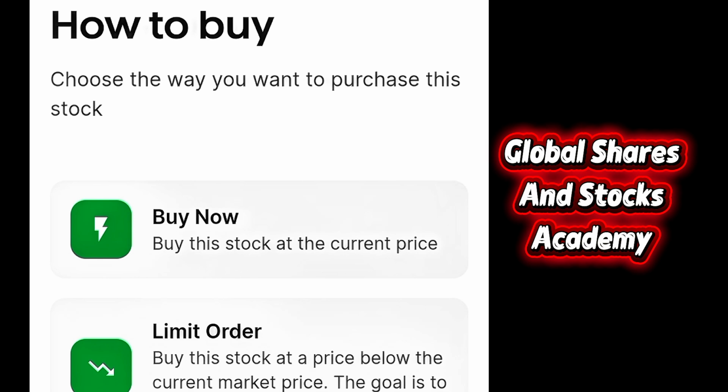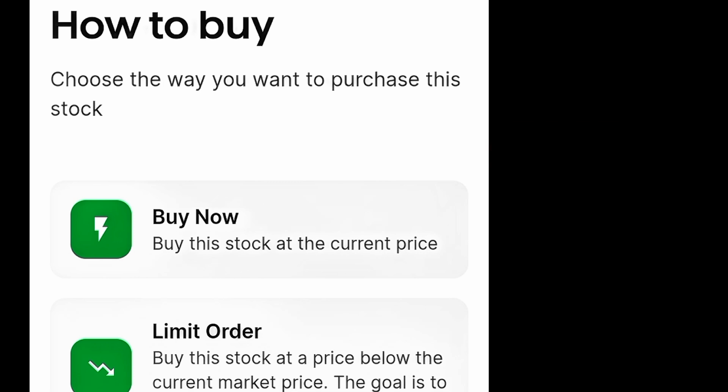So I will be using buy now. This buy now means I want to buy at the current price that this stock is selling, which is 99 naira, almost 100 naira. Buy this stock at the current price. That is the buy now.